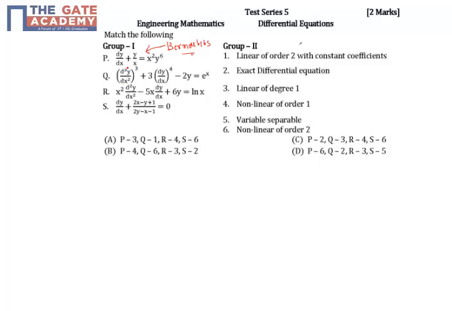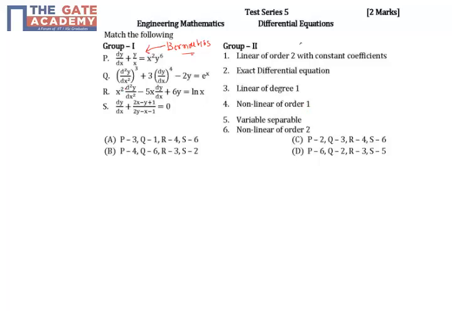So if you see the order of this differential equation, what is the order? Order of differential equation is nothing but the highest derivative. So what is the highest derivative here? dy by dx. So that means the order is only 1. So for P, the option is non-linear of order 1.